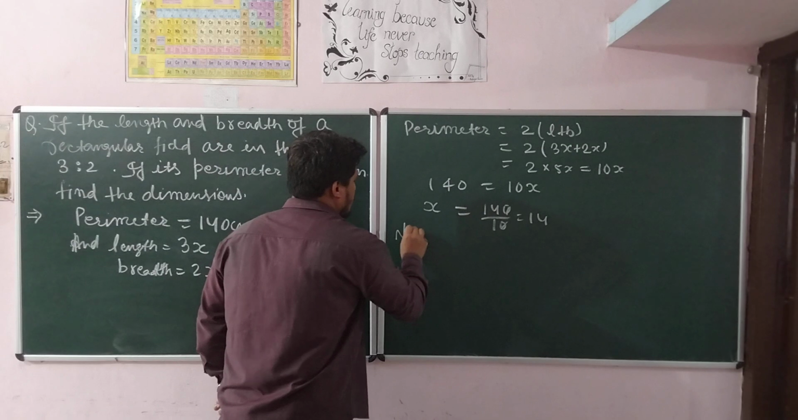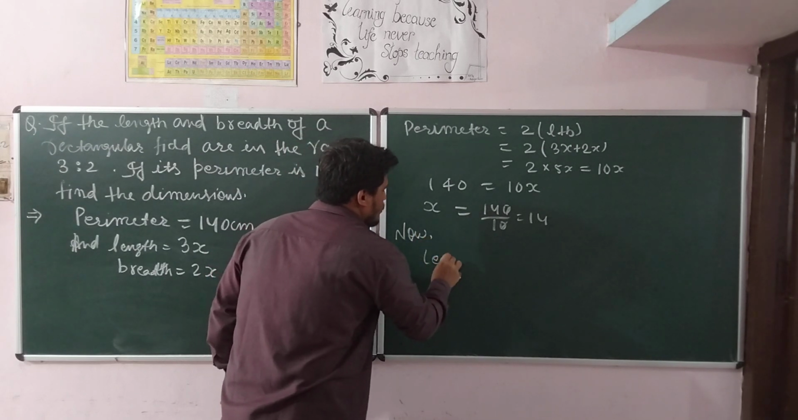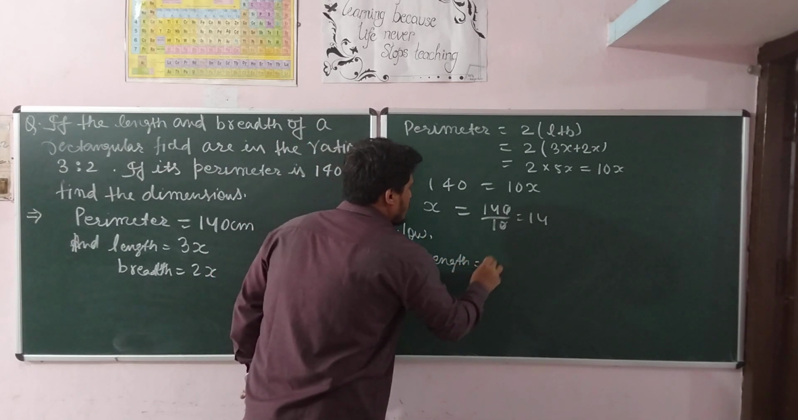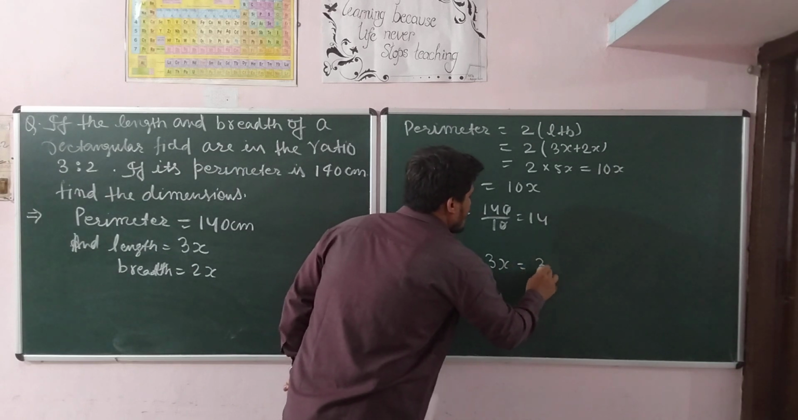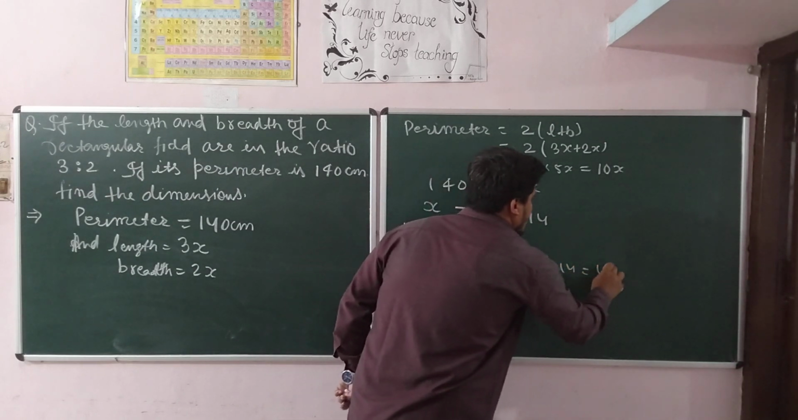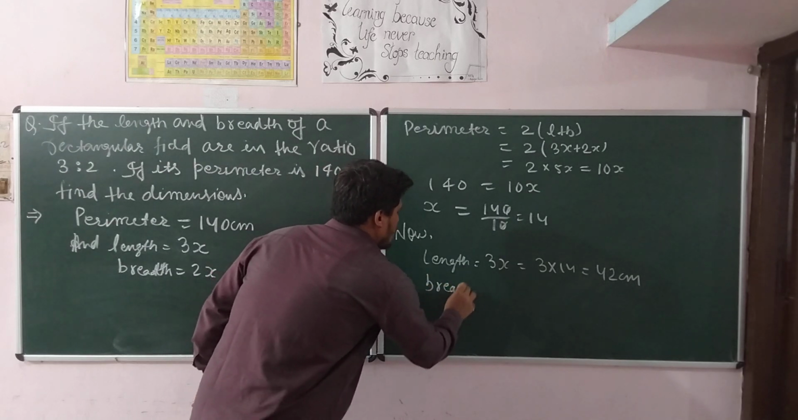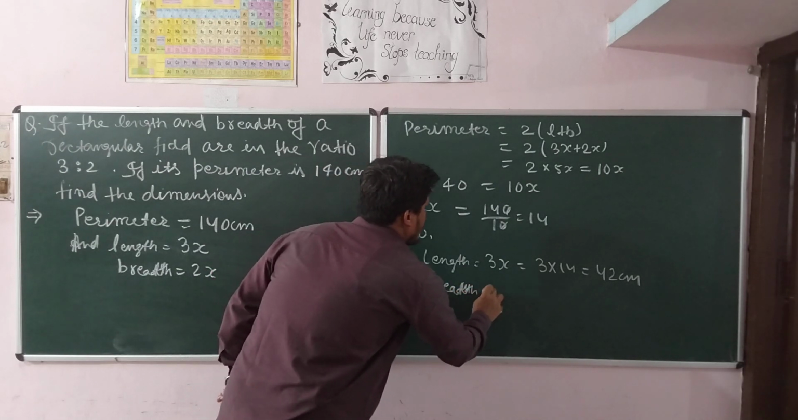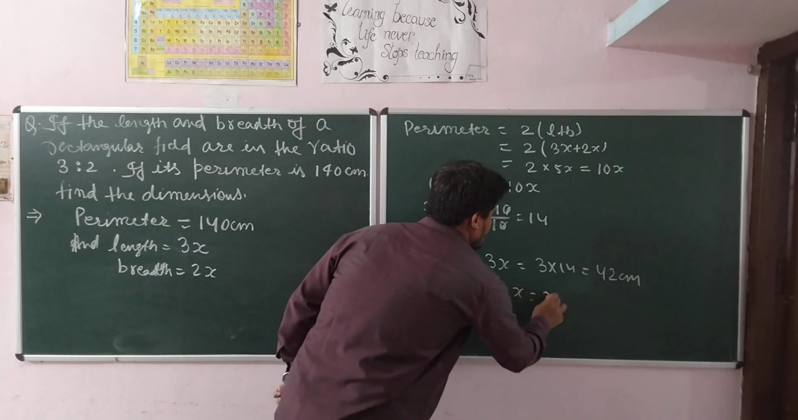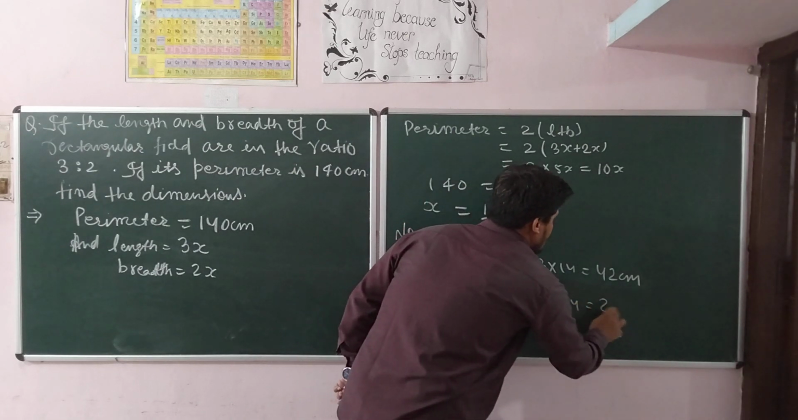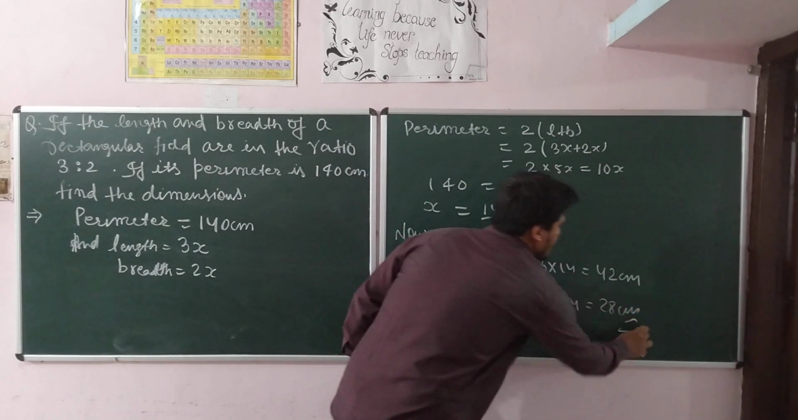Now length is equal to 3x. That is 3 into 14, that is 42 centimeter. Okay. Then breadth is equal to 2x. 2 into 14, that is 28 centimeter.